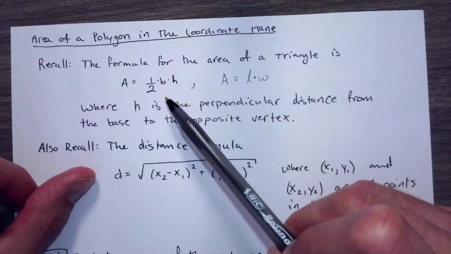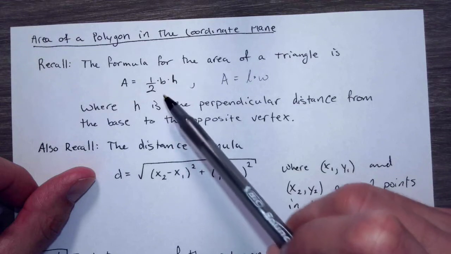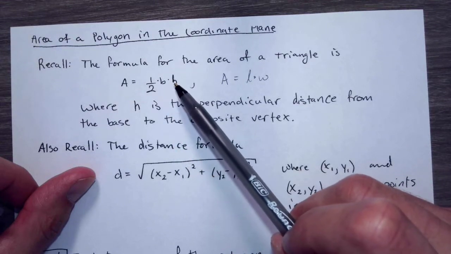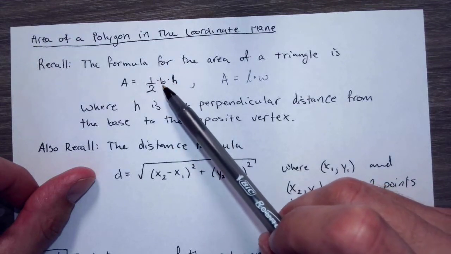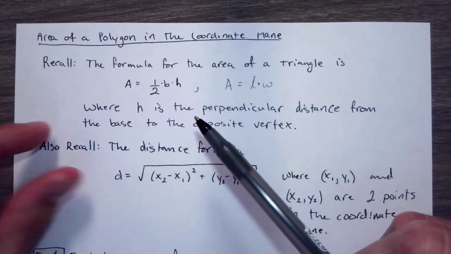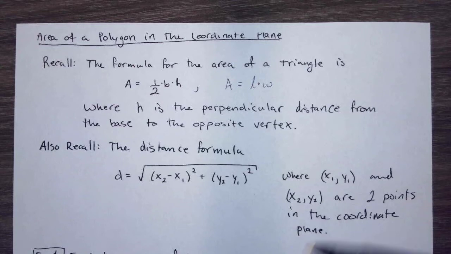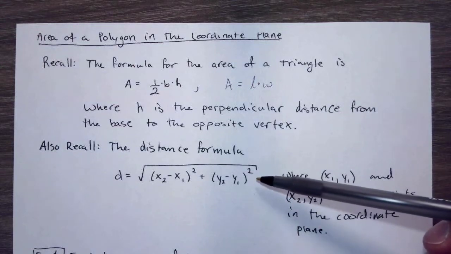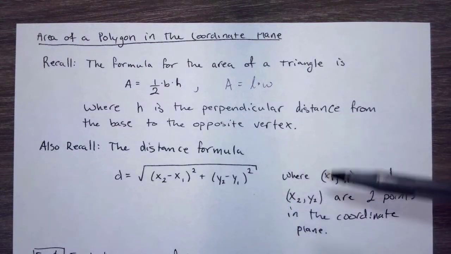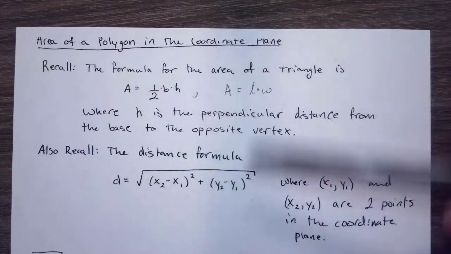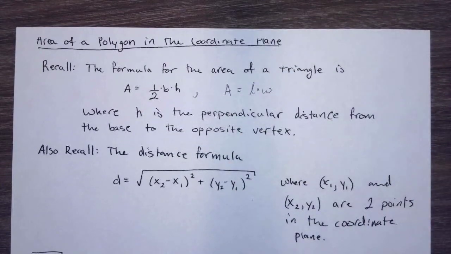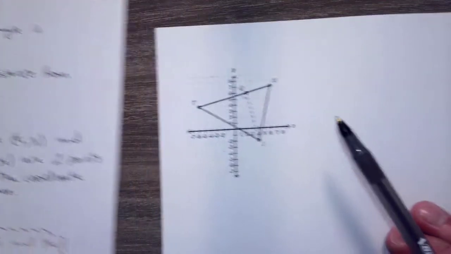And for the triangle, the height has to be the perpendicular distance to the base. So we'll see that, but we will need to figure out these side lengths using the distance formula. So we're going to be using all of these formulas here, and I have the first example on a clean sheet right here.